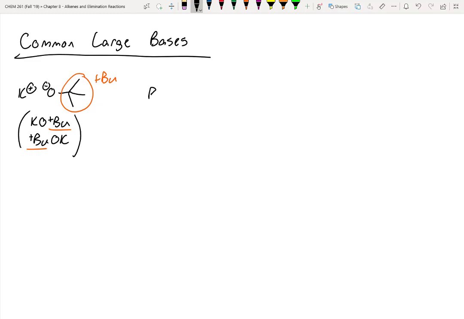Does anybody remember any other super big bases besides tert-butoxide? DBU, that was one of our special bases. I don't expect you to memorize the structure of it, but DBU is one of the special ones that gives you that resonance stabilized conjugate acid. What was the other one? DBN.